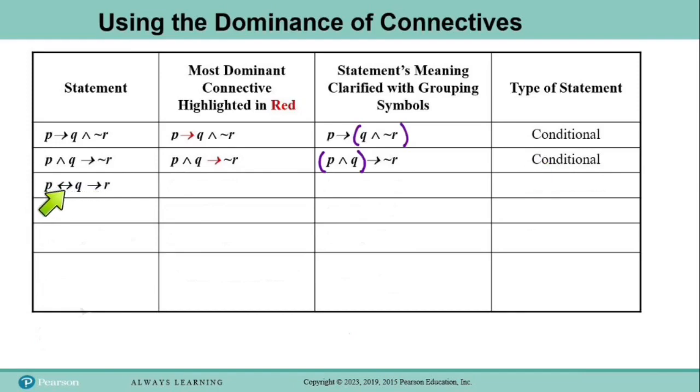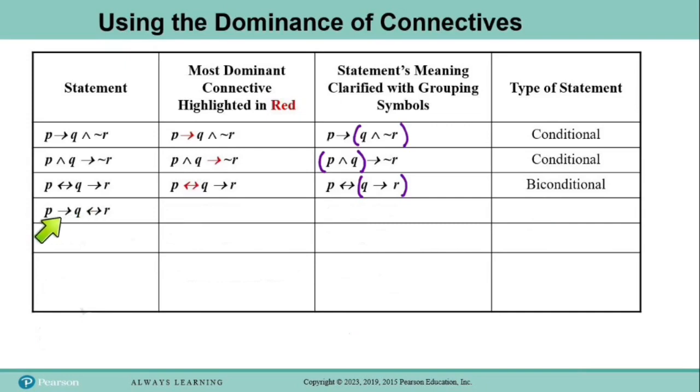Okay, here on the third line, we have a biconditional and a conditional. And so we know that biconditional takes precedence over conditional. And so right here we're going to highlight the biconditional connective. And that means that everything that comes after the biconditional needs to get grouped together. So before the biconditional, we only had the one variable. So we really don't need parentheses there, but we do need parentheses around the if Q then R part of the statement. And because the biconditional is the most dominant, we'll say this is a biconditional statement.